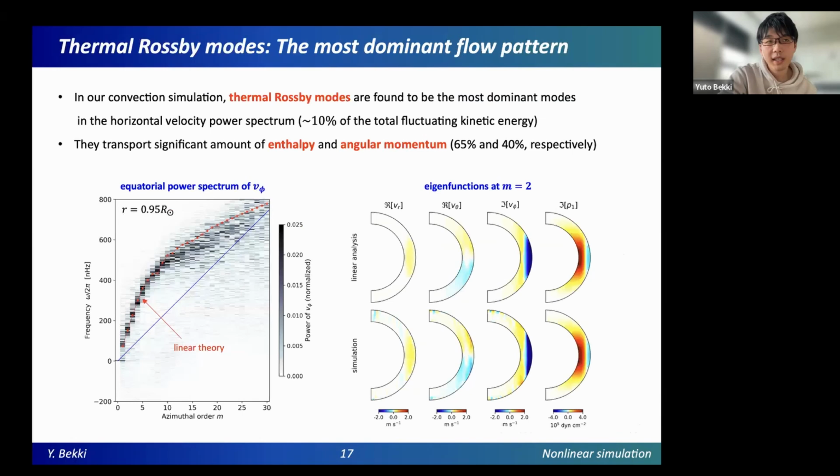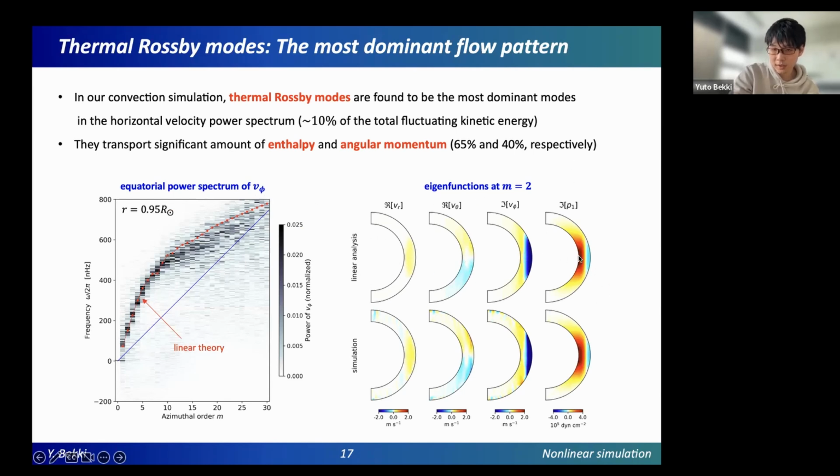So we found that the most dominant mode in the nonlinear calculation are the thermal Rossby modes. Here I show the equatorial power spectrum of longitudinal velocity at the surface, and overplotted in red is the linear dispersion relation. So we can clearly see that the thermal Rossby modes exist very dominantly in the simulation. And here I compare the eigenfunctions.